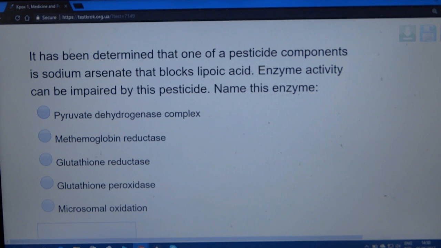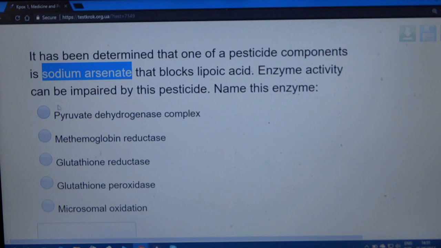Okay. It has been determined that one of the pesticide components is sodium arsenate that blocks lipoic acid. Now, enzyme activity can be impaired by this pesticide. Name this enzyme. So the question now here is, what enzyme does this sodium arsenate block? So what enzyme could that be? Now, your answer is actually pyruvate dehydrogenase complex.